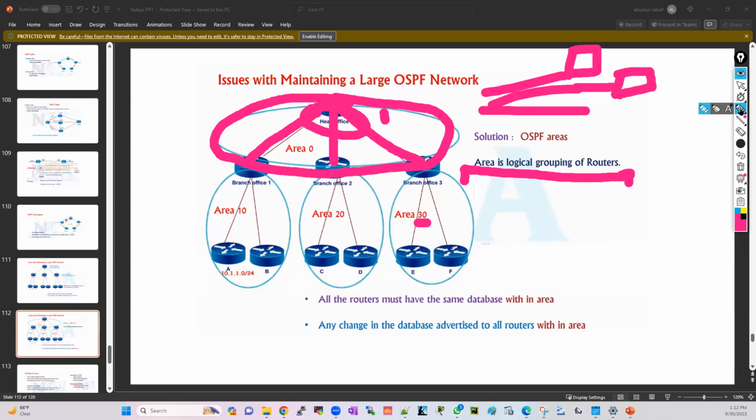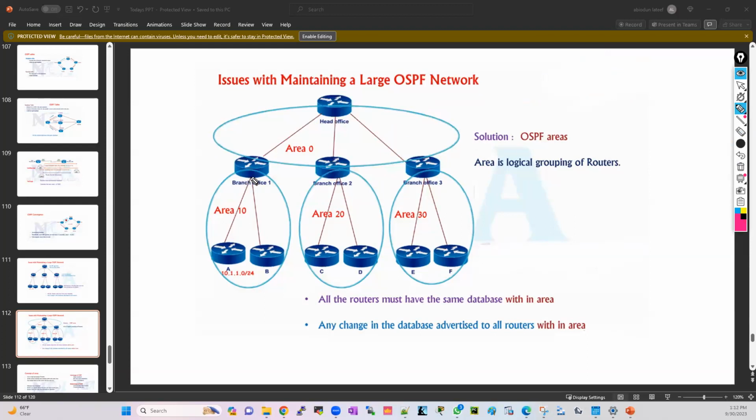And then if a particular router is not in any area, it will not participate in the OSPF. So all routers must have the same database within an area. Any change in the database is advertised to all routers within the area. We've talked about this one before.